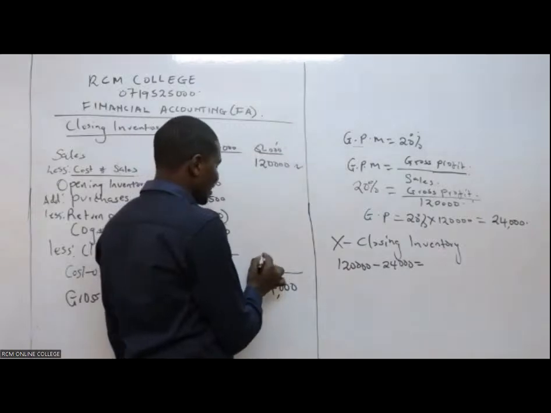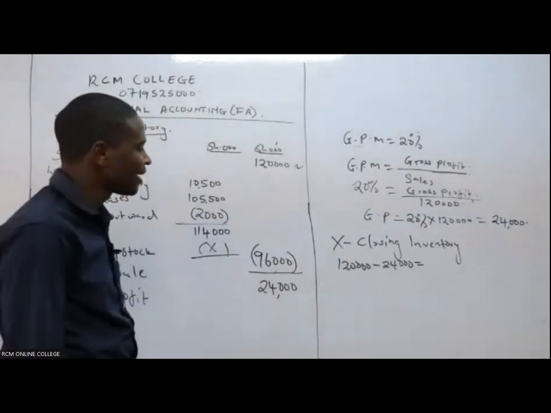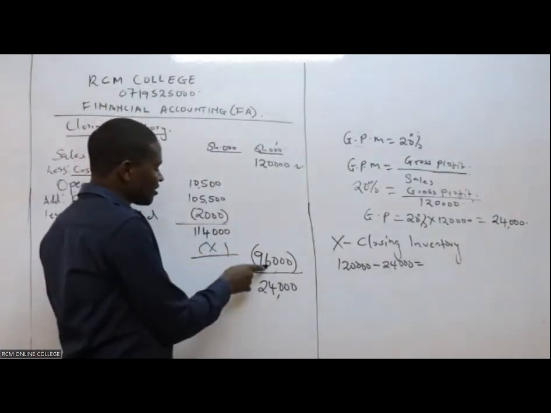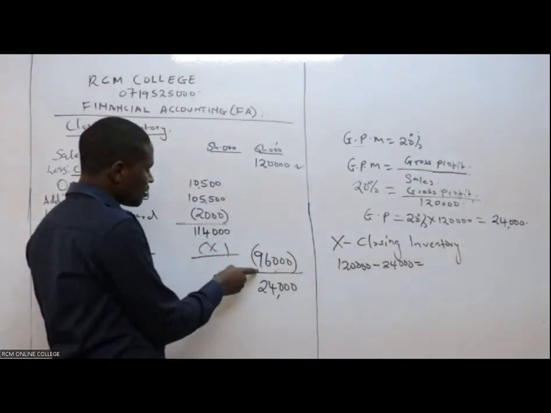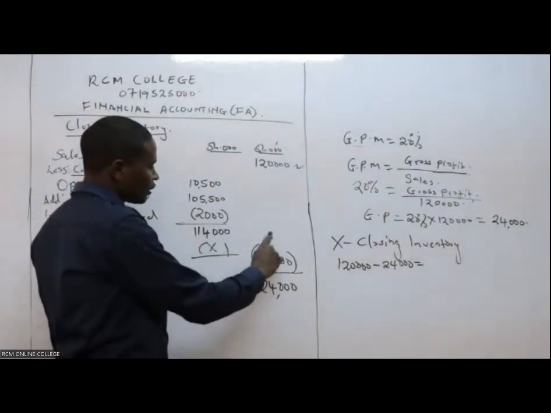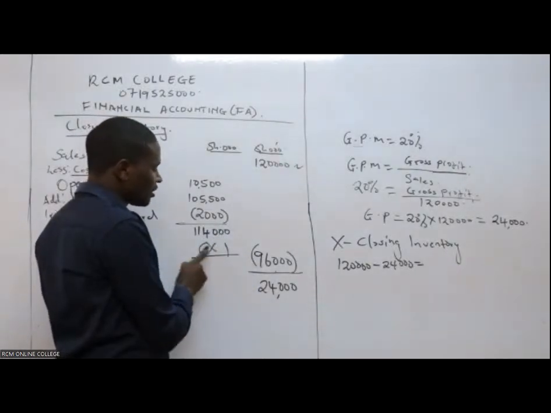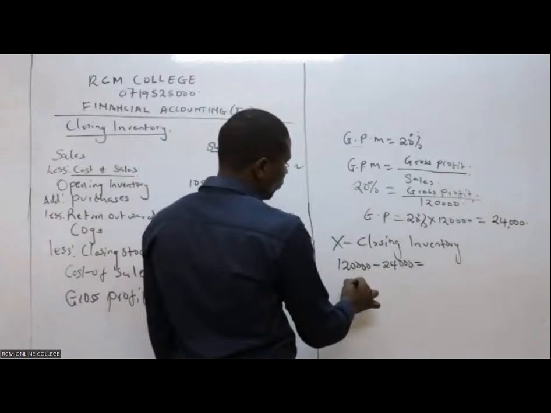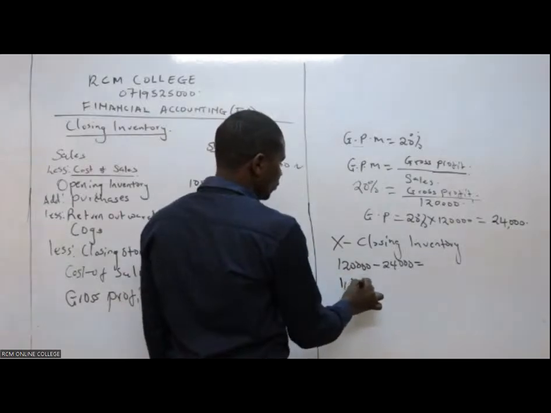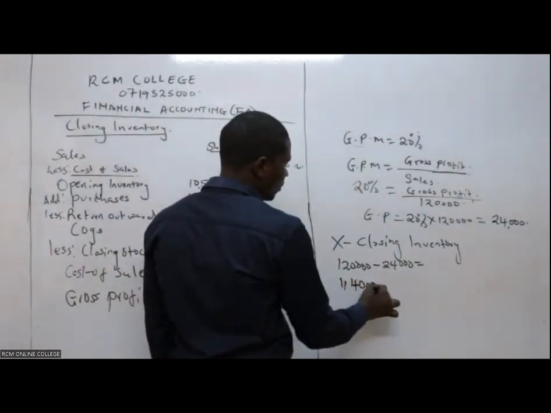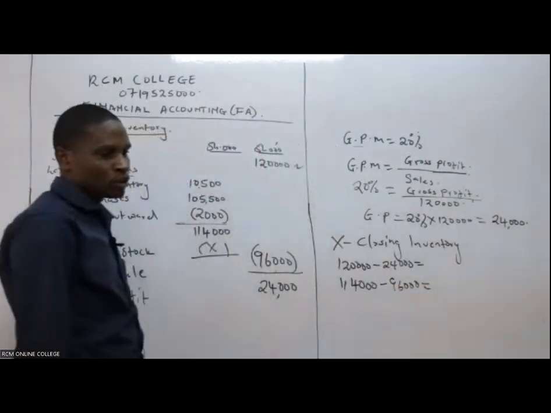Who can now get us the closing stock? Somebody to get the closing stock for us is easy. 140 minus this, you get this. Therefore, if I take 140 minus this, I get what? And remember, this is just brackets showing that we are subtracting the cost of sale. So it is 114,000 minus 96,000, which will give us X.